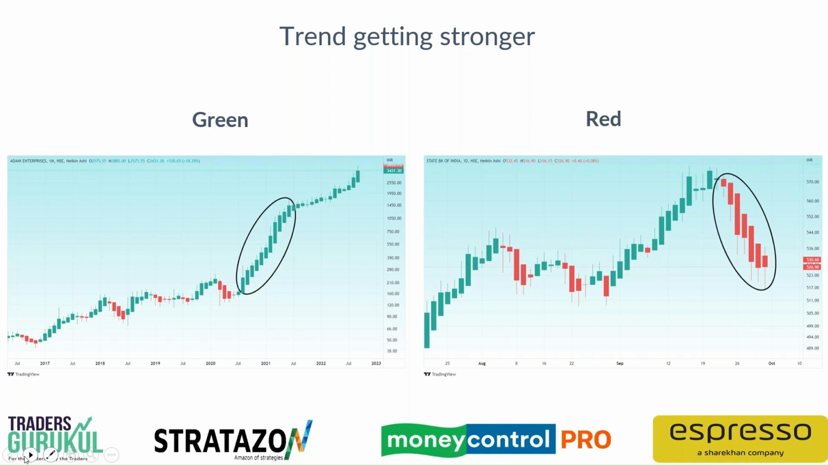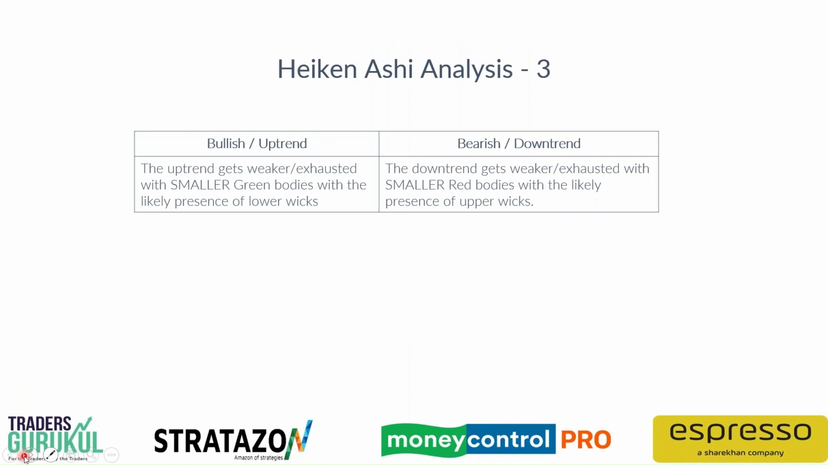Third part, the uptrend gets weaker, exhausted with small green bodies with likely presence of lower wick. The downtrend gets weaker, exhausted with smaller red bodies with likely presence of upper wicks. So when I was explaining to you the different bullish Heiken Ashi bars and the bearish Heiken Ashi bars, here is an example of that.